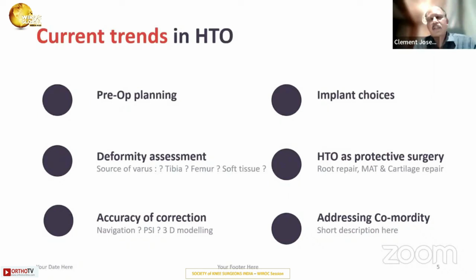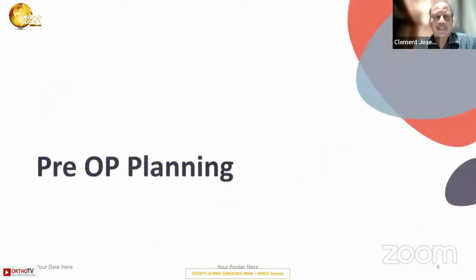And on implant choices, we have a good variety of implants, low profile with variable placement of screws, available for us. We are also using HTO as a protective surgery following a meniscal root repair, following meniscus allograft transfers and repairs, as well as to protect the medial compartment following a cartilage repair. Very importantly, we are now also focusing our attention on addressing the comorbid conditions, especially patellofemoral pain and patellofemoral osteoarthritis, to improve our current outcomes in HTO.